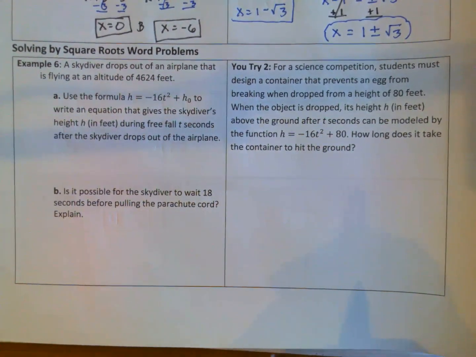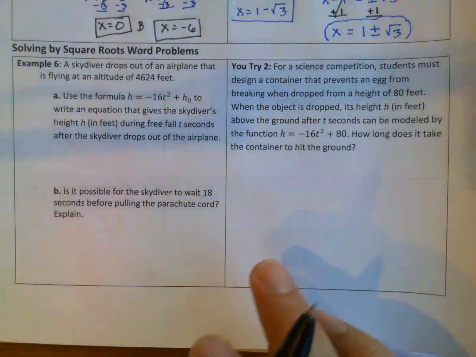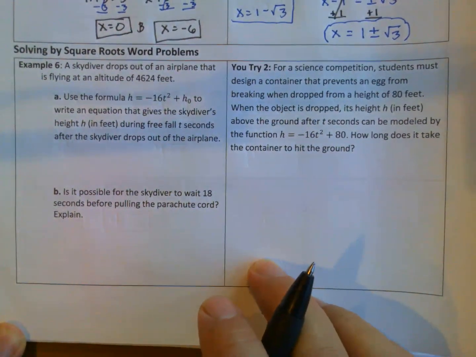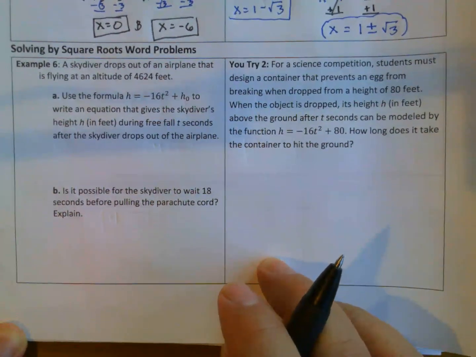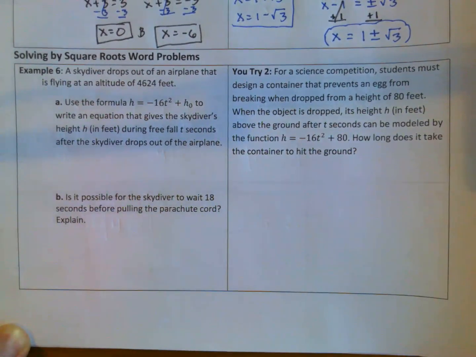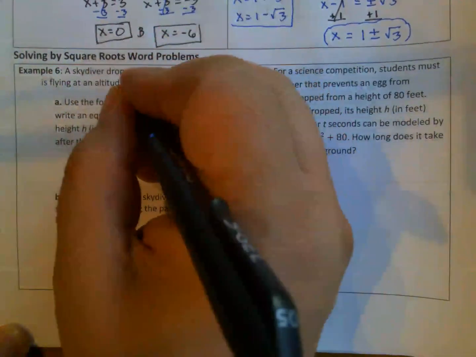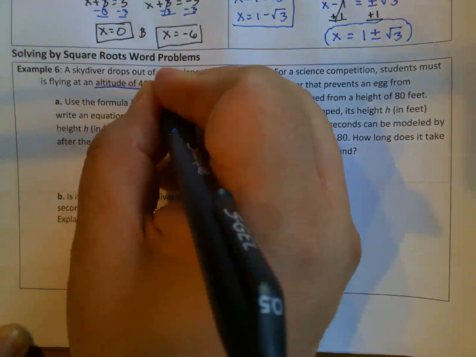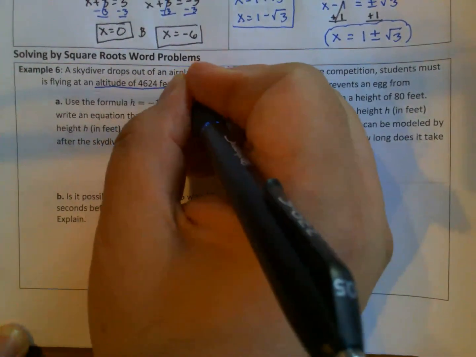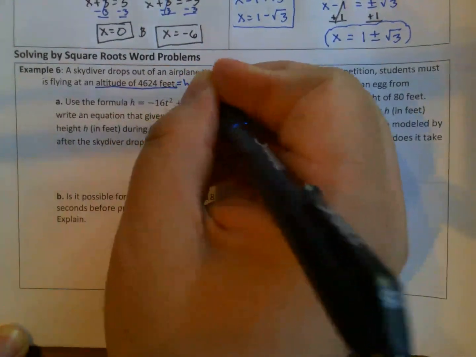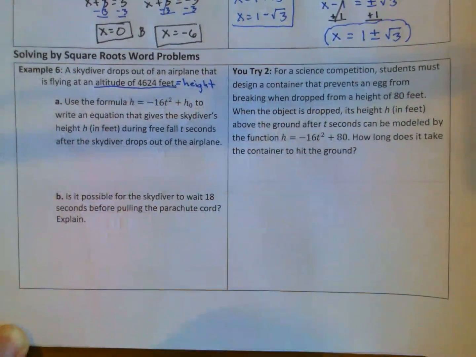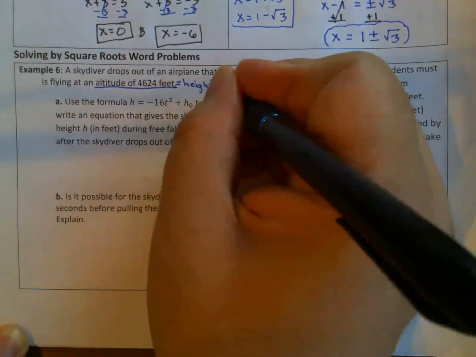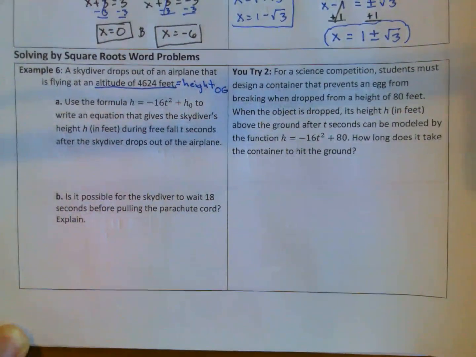Okay, so a skydiver drops out of an airplane that is flying at an altitude of 4,624 feet. All right. Now notice, when they say altitude, they're letting me know that's the original height that someone dropped from. But that's the original height. I'm going to put OG so I don't forget.